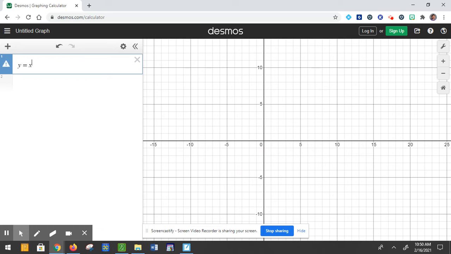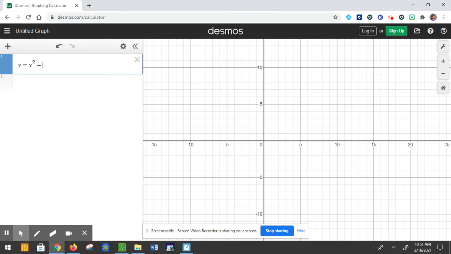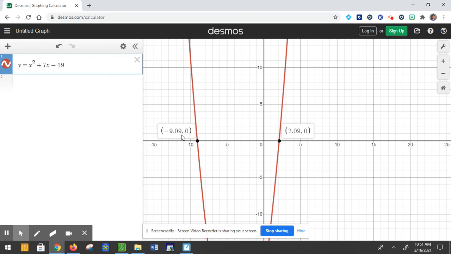The way you get the exponent is you do shift and then above 6, you see a little caret. That's going to make the cursor go up. I just move the arrow over to move the cursor back down to a normal spot. So it's x squared plus 7x minus 19. Okay. The answers are simply where it's crossing the x-axis. So here and here. The x coordinates are your answers. So negative 9.09 and 2.09. So that's it. That's your answer.